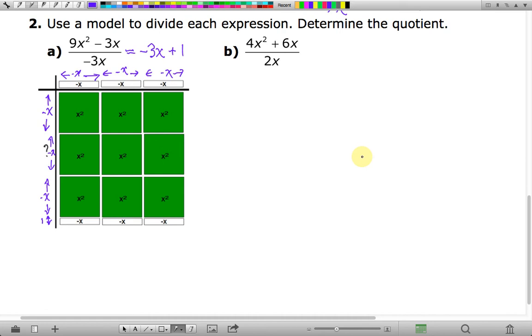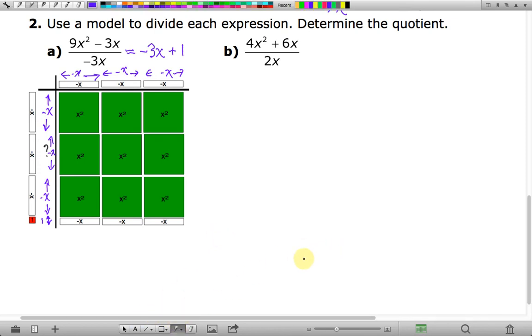And if you like, you can also put on the algebra tiles to represent that quotient. So I'll do that now. And now you can see that I've added in the quotient, which is negative 3x plus 1.